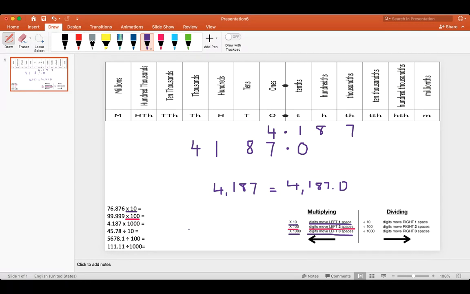Hope that's helped. We're going to be looking at dividing by powers of 10 in the next video.